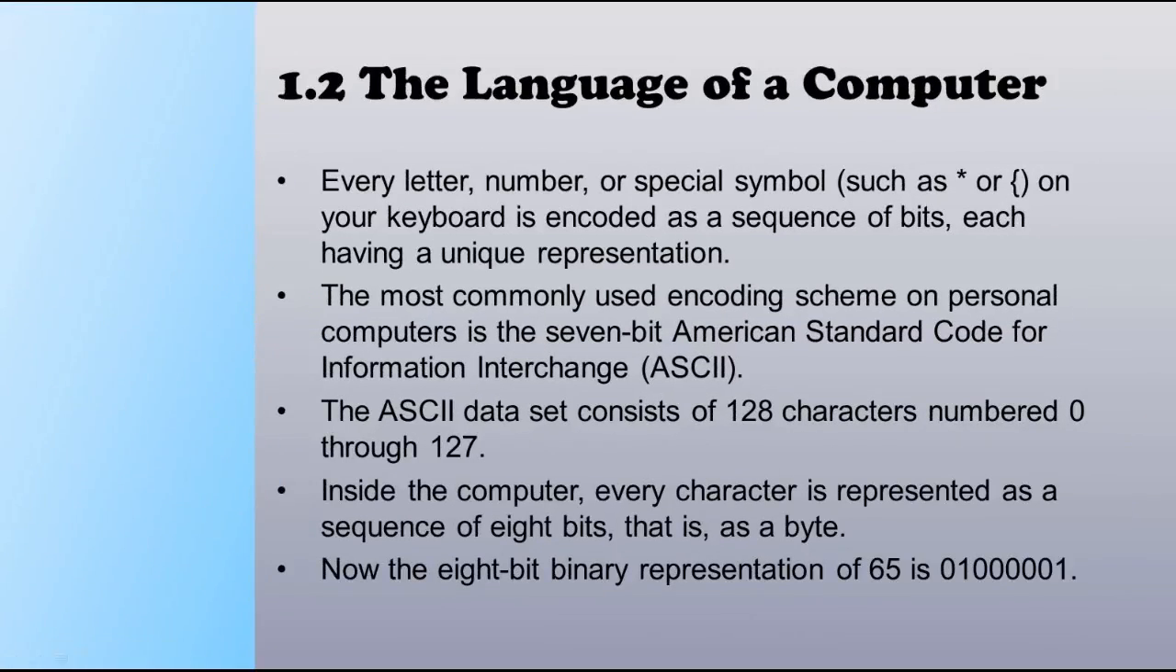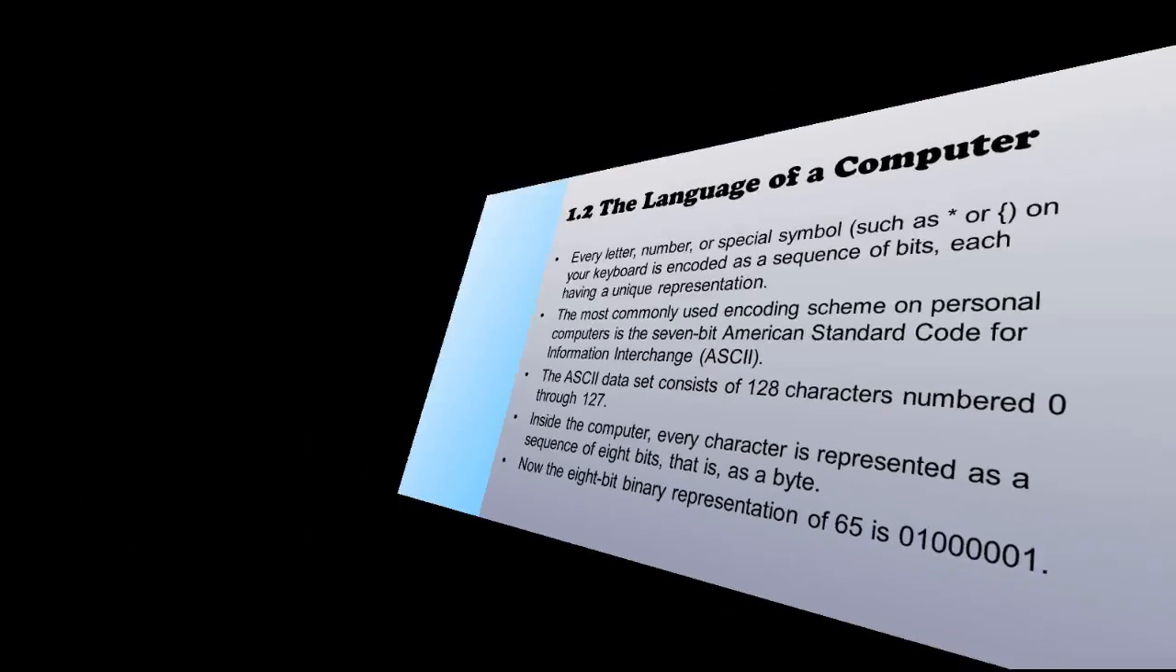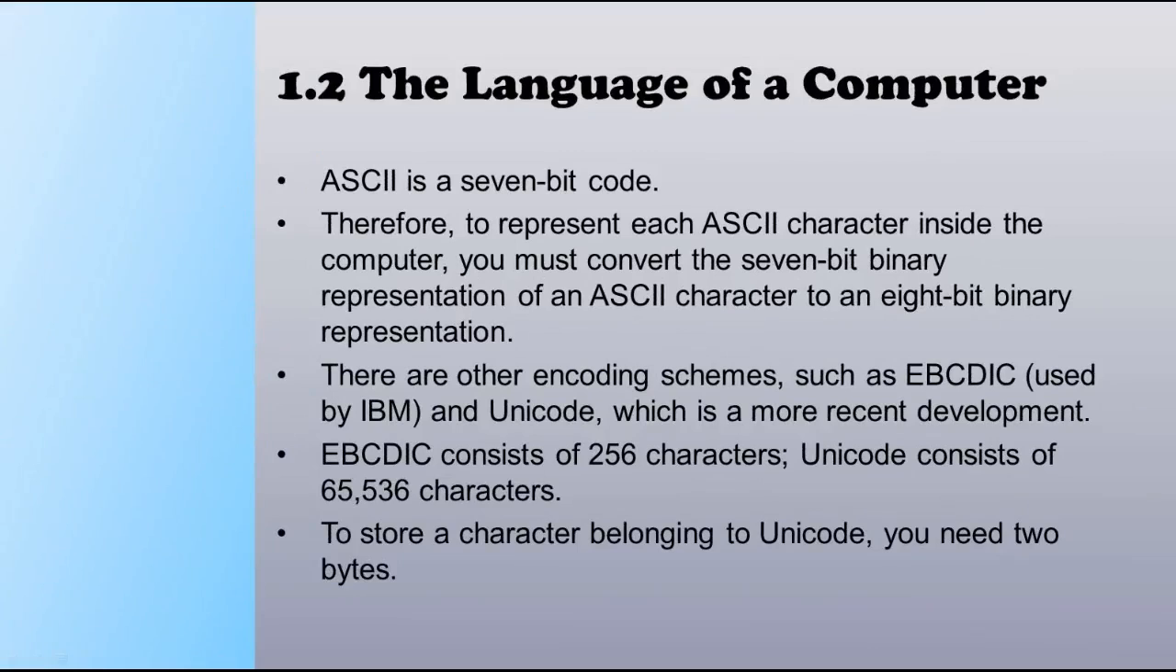Every letter, number, or special symbol, such as a star or braces on your keyboard, is encoded as a sequence of bits, each having a unique representation. The most commonly used encoding scheme on personal computers is the 7-bit American Standard Code for Information Interchange, or ASCII. The ASCII data set consists of 128 characters numbered 0 through 127. Inside the computer, every character is represented as a sequence of 8 bits, that is, as a byte. Now, the 8-bit binary representation of 65 is 01000001.